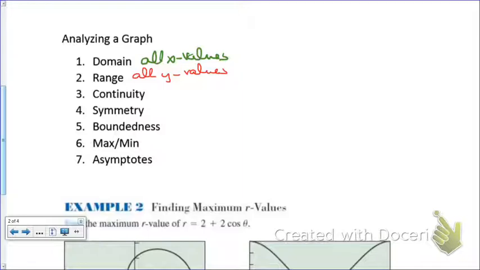Continuity means, is it continuous from beginning to end? And basically, are there no breaks in the equation? There aren't any holes, there aren't any asymptotes. When it starts, it keeps going until it finishes. So continuity is really asking, are there any holes or asymptotes? Which just means breaks in the function.